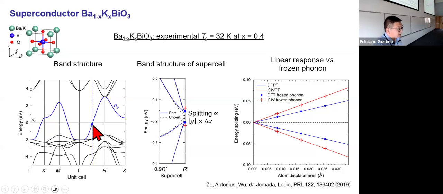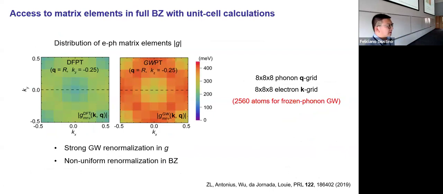But this is a special case, right? This is a special case where this Fermi surface relevant state happened to be capturable within a 2x2x2 supercell. In general, it may not be. So that's why we developed GWPT. And with GWPT, now you'll see we can access the whole Brillouin zone information of interest.